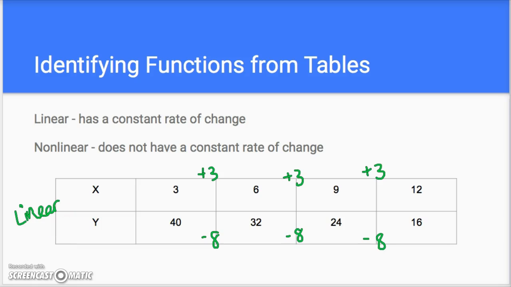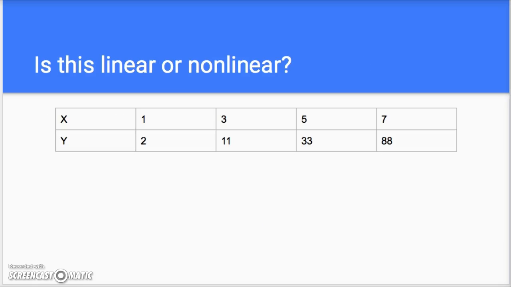Now, if we look at the next one, just simply asking, is this linear or nonlinear? Okay, so we have another XY table. Our X values are 1, 3, 5, 7. Our Y values are 2, 11, 33, and 88. It's easy to see the pattern with my X values. You're just adding 2 each time. But what I want to look for is, is there a constant rate of change with the Y values?